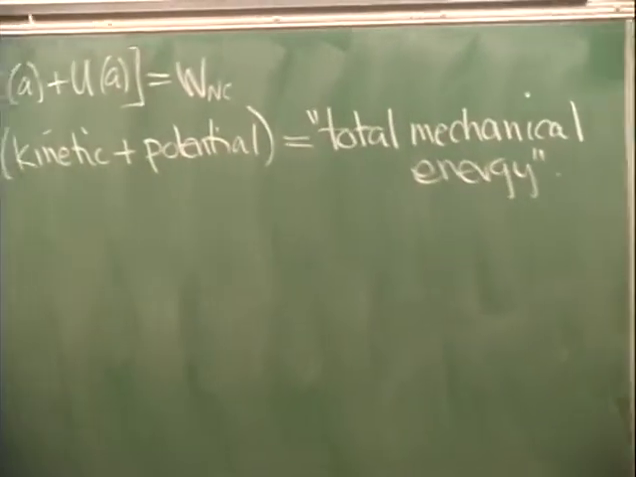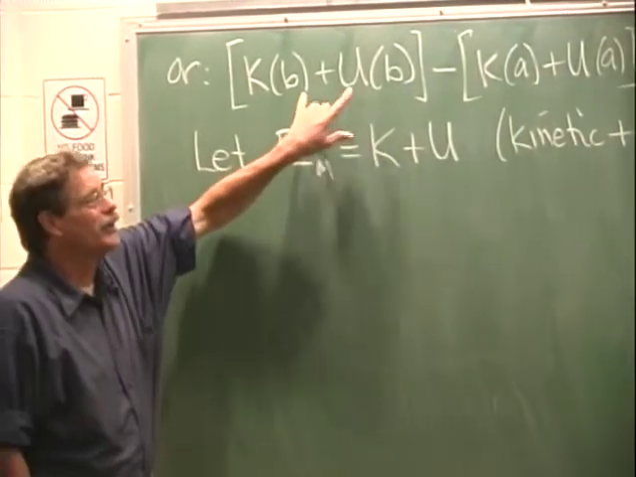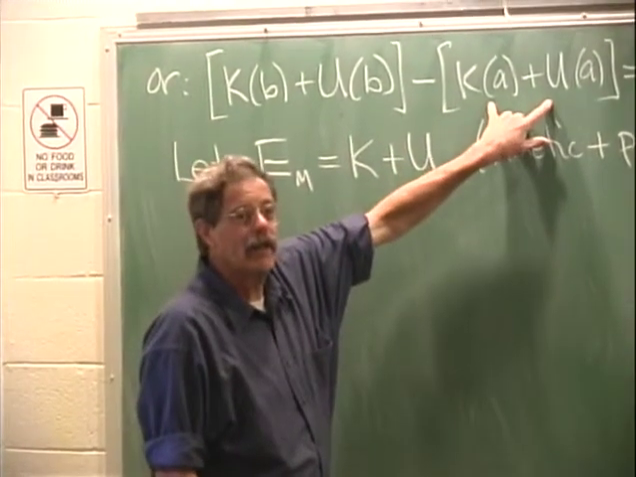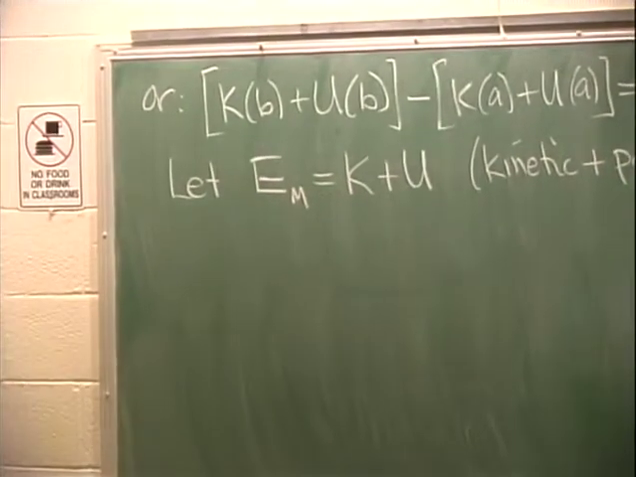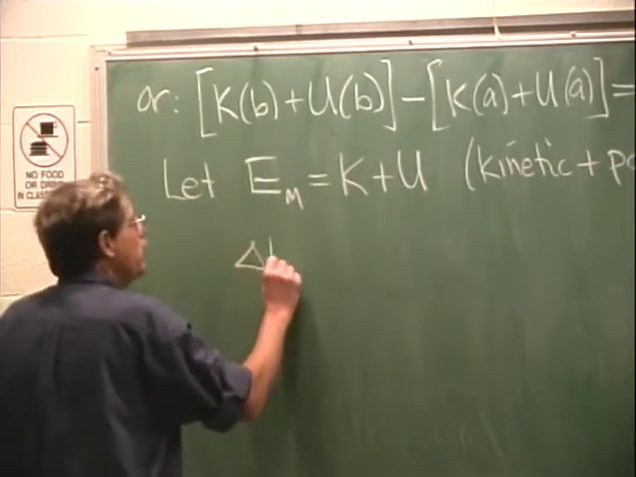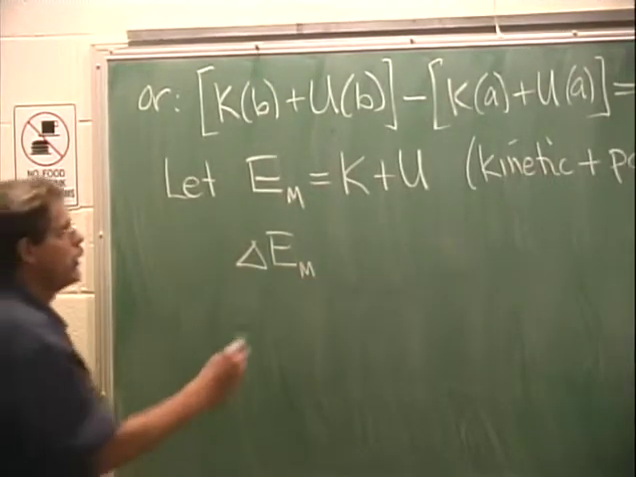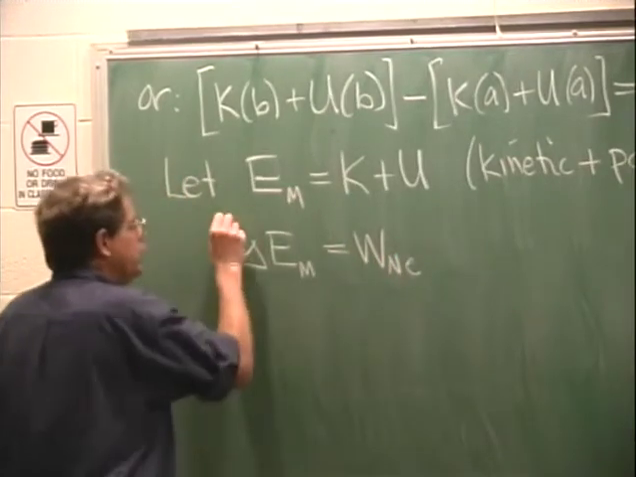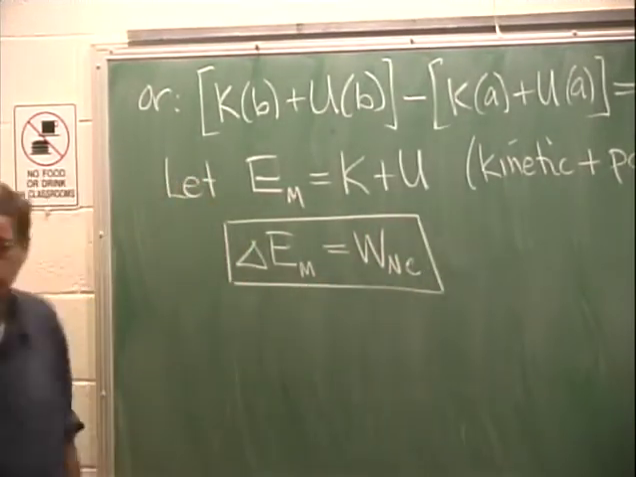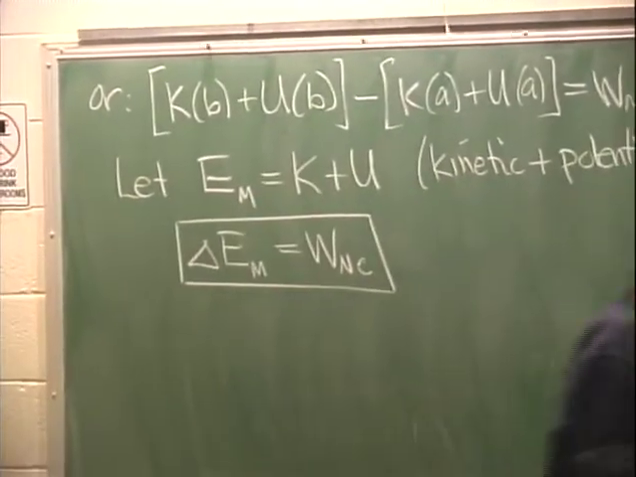Then what does my theorem say here? It says that the total energy at the end of the process minus the total energy at the beginning of the process is equal to the work done by the non-conservative forces. It says delta E sub m, the change in the mechanical energy of the system, is equal to the work done by the non-conservative forces. What can I conclude from that?